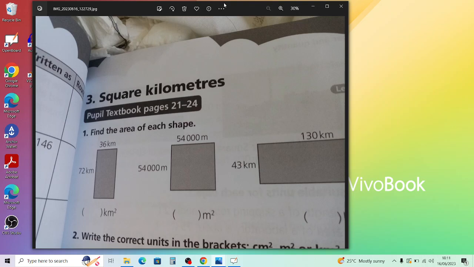Okay, so meters to kilometers, we know the numbers are going to be smaller because 1,000 meters is going to 1 kilometer. So it's going to be smaller. And because it's squared, then it's going to be divided by 1,000, divided by 1,000. So we're getting rid of 6 zeros. Okay, and the rest you should be able to do yourself.